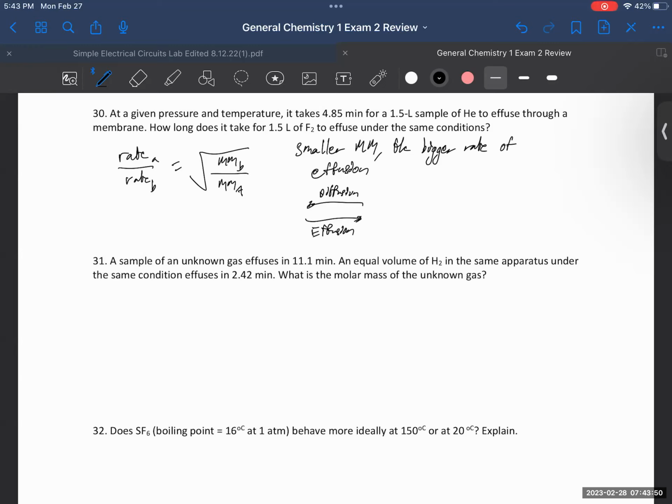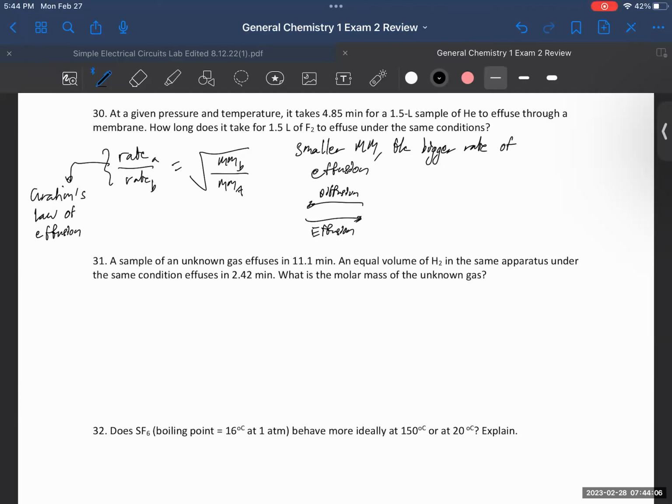So there's actually this dude called Graham, right? This is called Graham's law of diffusion. Graham, like graham cracker. So I don't know if he's the guy that made the graham cracker. I don't know. Graham's law of diffusion.